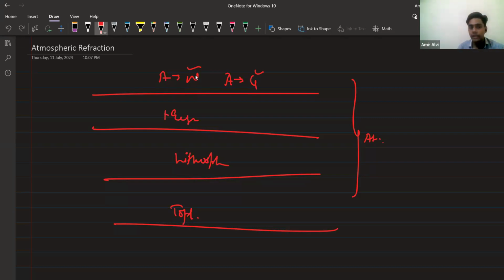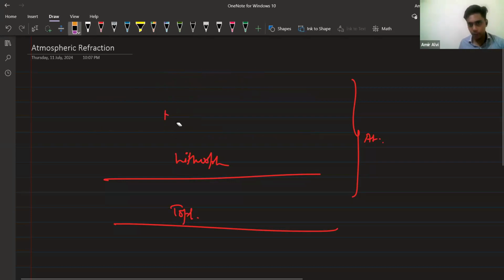Clear? So this is an example that I'm going to give you. Clear, everyone? Any doubt so far? Similarly, atmospheric refraction will happen because the densities will increase throughout the atmospheric layers. So that's why it will refract the sunlight or any kind of light that is coming from outer space to the atmosphere. Clear? Yes, sir.